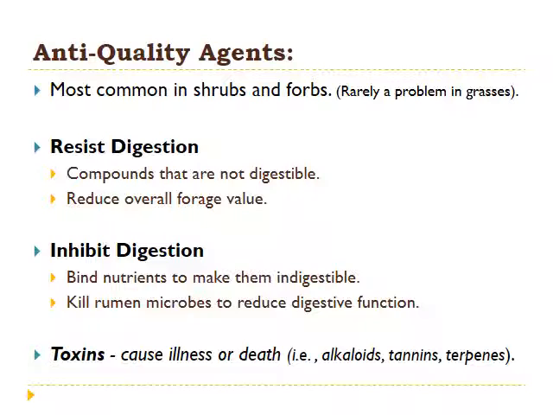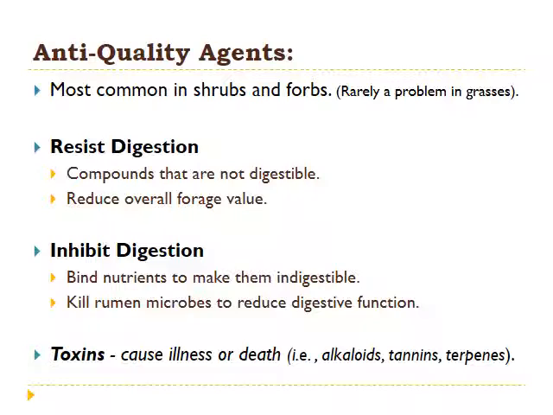There are three different actions that these secondary compounds can have that will reduce forage quality. The first is that they themselves might just resist digestion, so some compounds are not digestible, like lignin, for example. And if you have a lot of lignin, then that decreases the overall forage value of the plant. Another aspect is that the secondary compounds might bind with other compounds in the plant and create a situation where they become indigestible. We already talked about binding of lignin with other compounds. And tannins are another one that bind with protein compounds and make them indigestible.